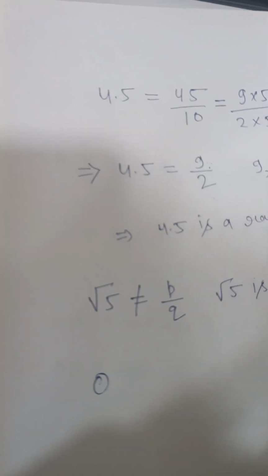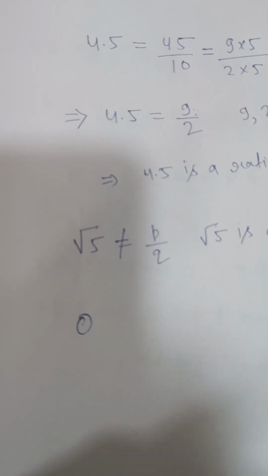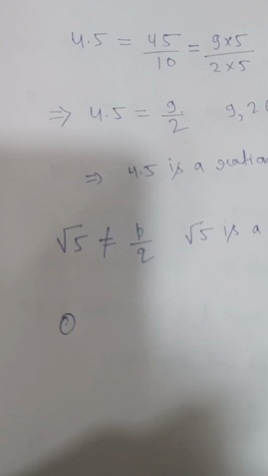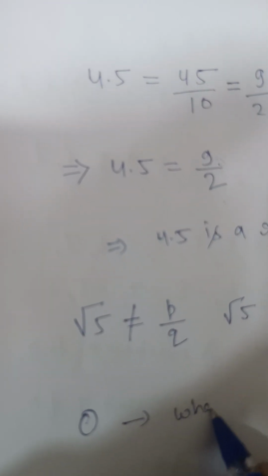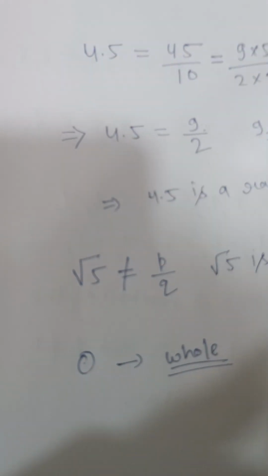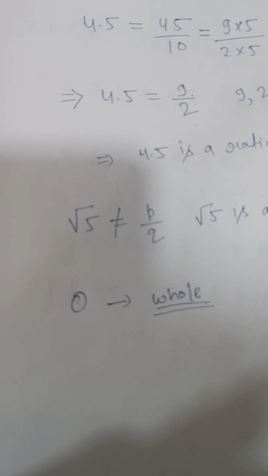So as I have told you the definition, 0 is a whole number first, because natural numbers start from 1, 2, 3. So 0 is a whole number. It is also an integer, it is also rational, but first of all it is a whole number.